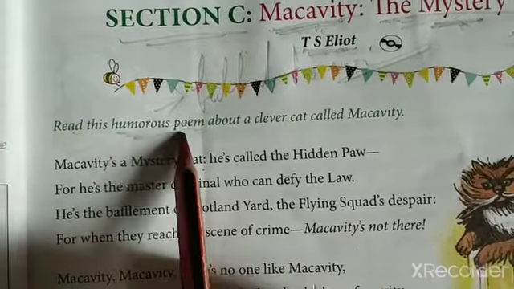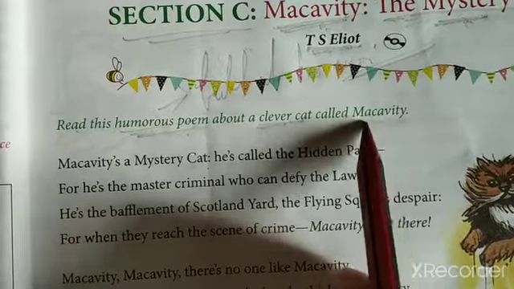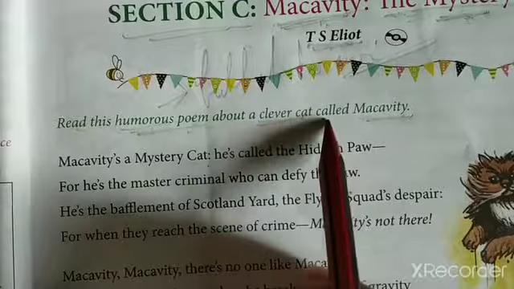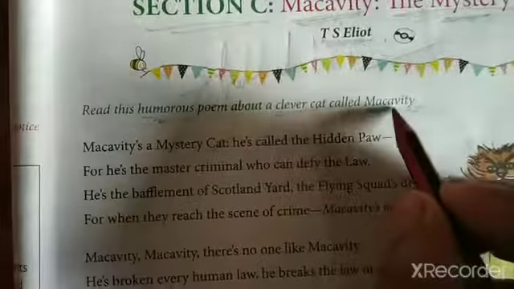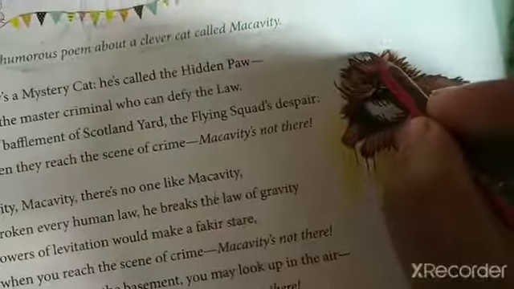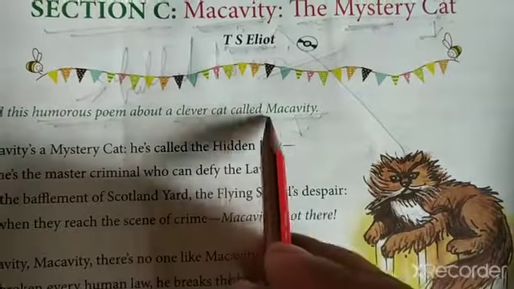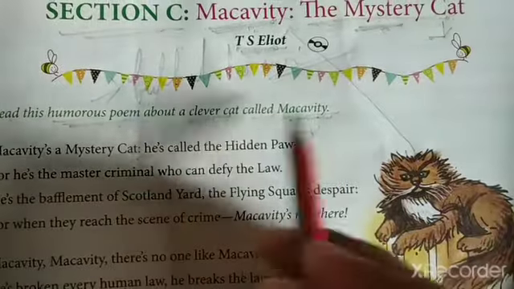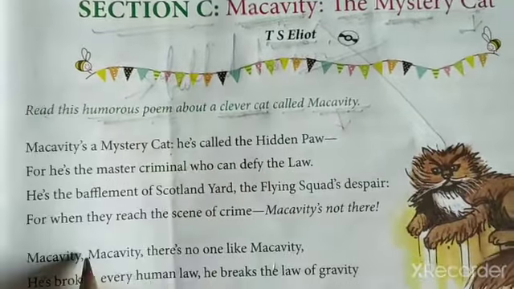And this poem is about what? About a clever cat whose name was Macavity. This cat was called Macavity. So it was the name of the cat. Look at it, student. This is the cat. This is your Macavity, and it is called Macavity. And this cat was very clever. It was a clever cat.